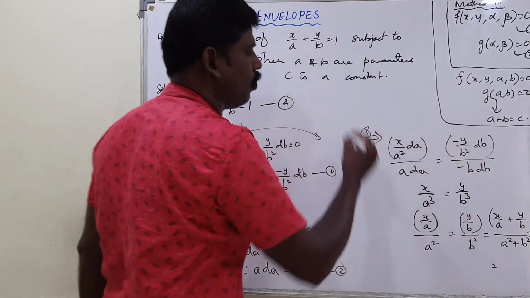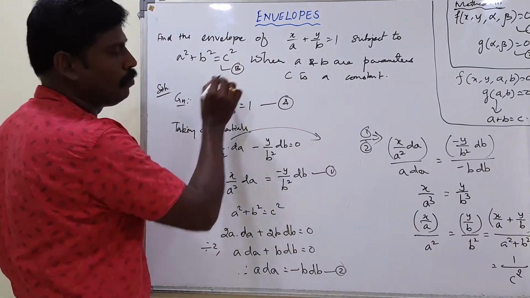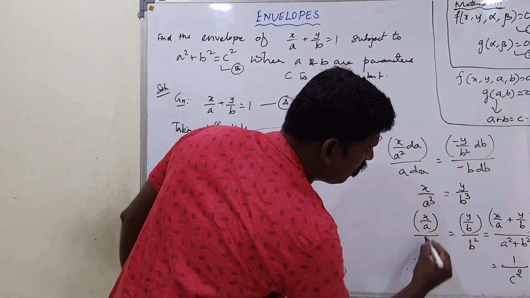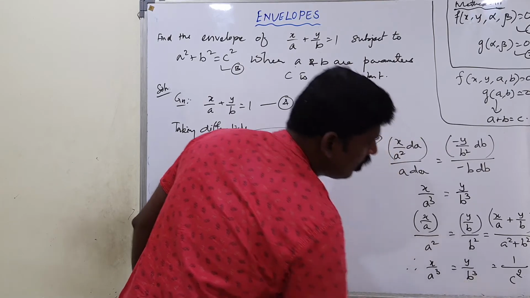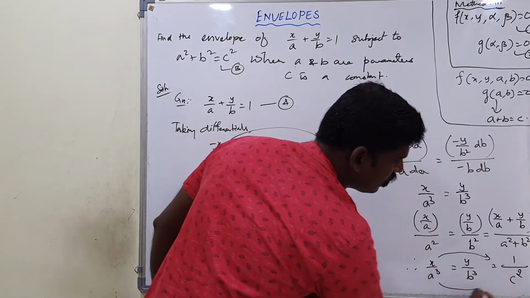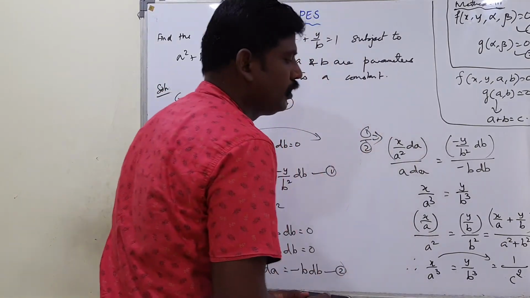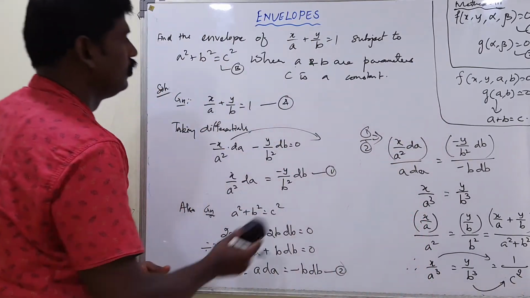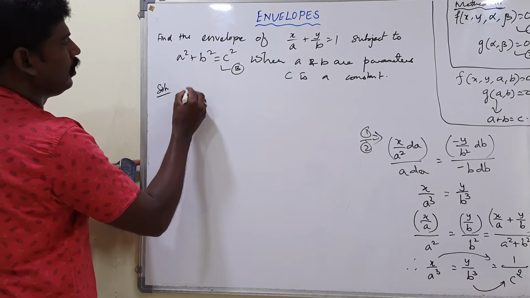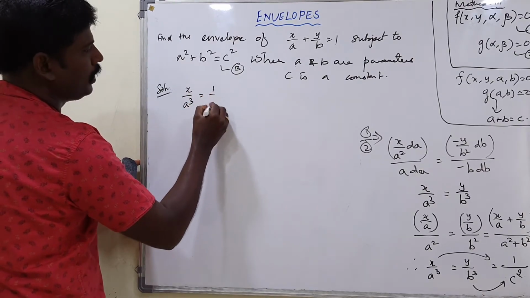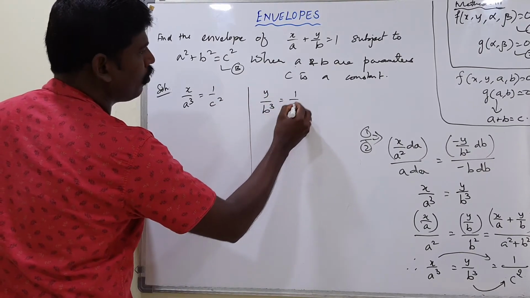What is x by a plus y by b? It is 1. By what is a square plus b square? It is the value of c square. Okay, so again we write it as x by a cube equal to y by b cube. As usual, I am going to equate the first ratio with the third one, and also the second ratio with the third one. That's all. So x by a cube equal to 1 by c square. Same like that, y by b cube equal to 1 by c square.